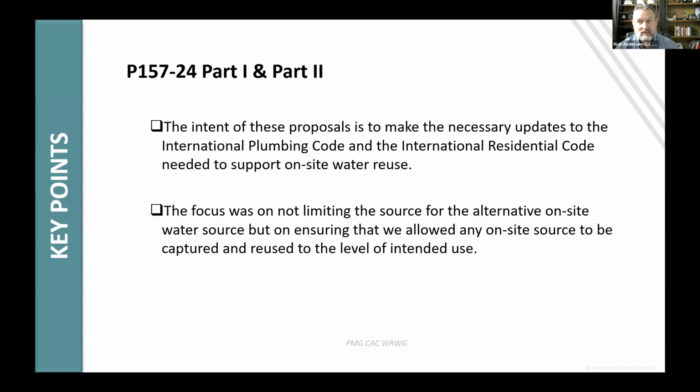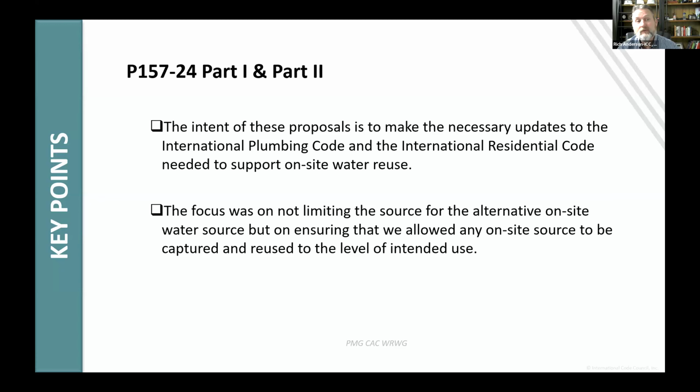And I'm just going to get into some of the more detailed things with that, maybe the scientific side and why we chose to do some of the things we did. But included in the handout you'll be sending out are these two code proposals, P157-24 Part 1 and 2.